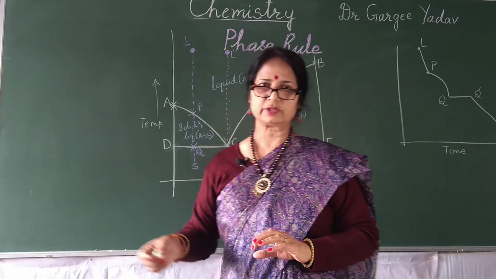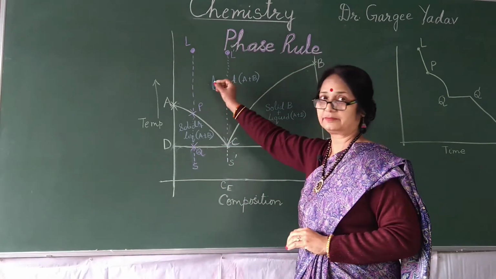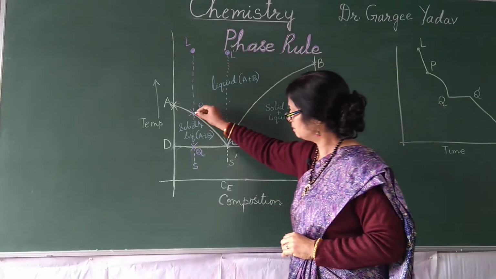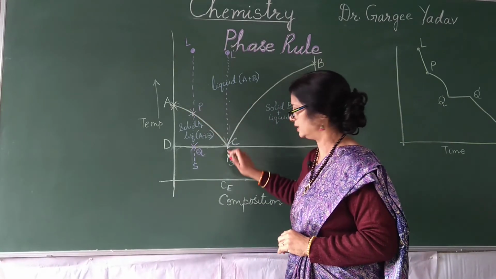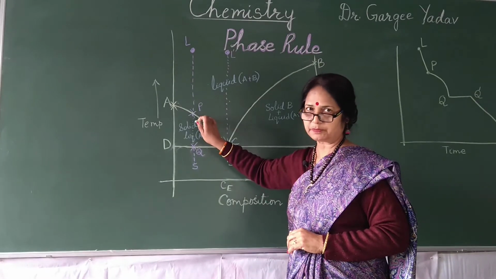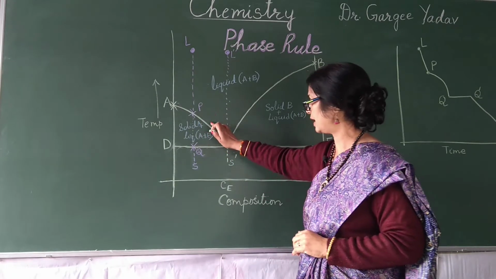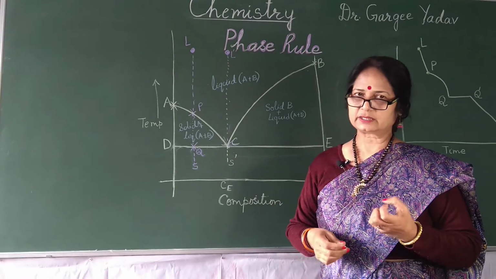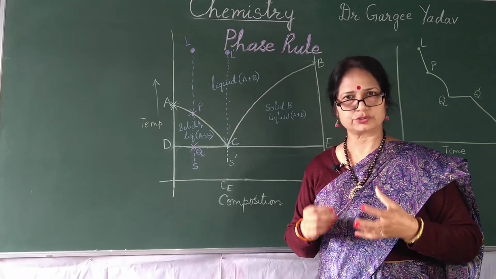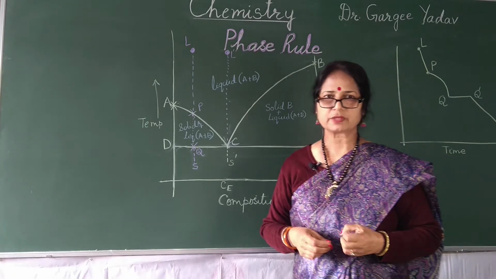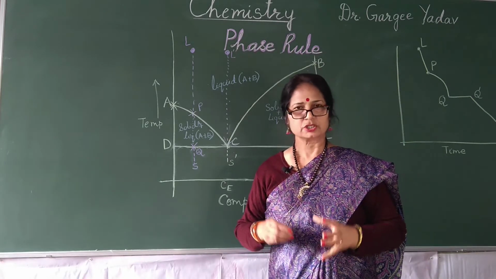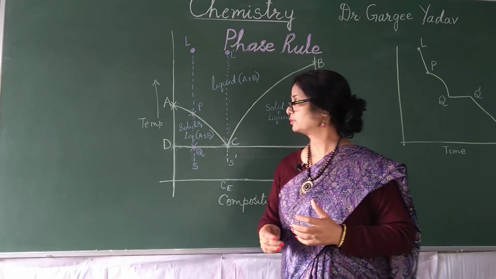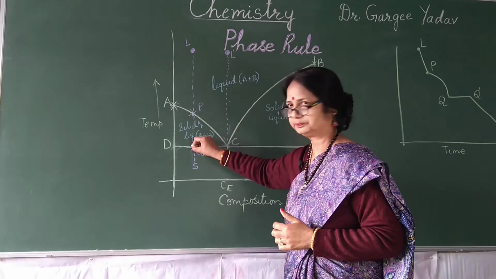Okay. Now if the liquid is cooled at L, no solid will separate out till the point P is reached on this curve AC. And when the point P is reached, what will happen? A will start to solidify, and the solidification will result in evolution of heat, which is known as the heat of solidification. So as a result, the rate of cooling will be slowed down up to point Q.